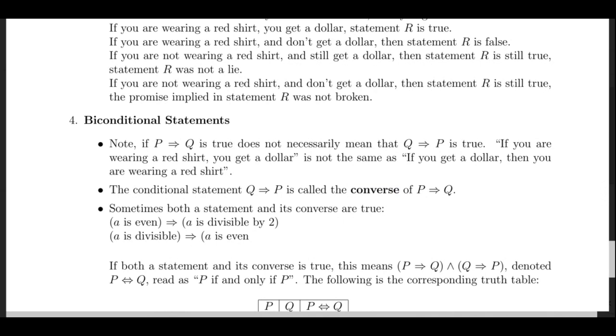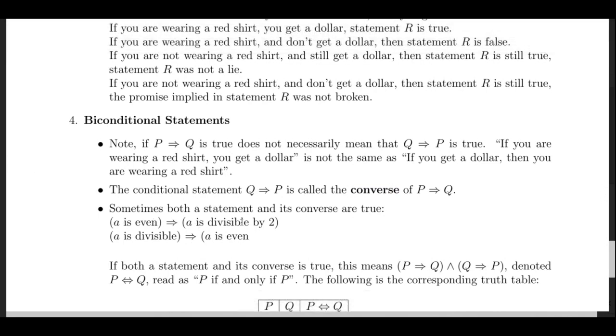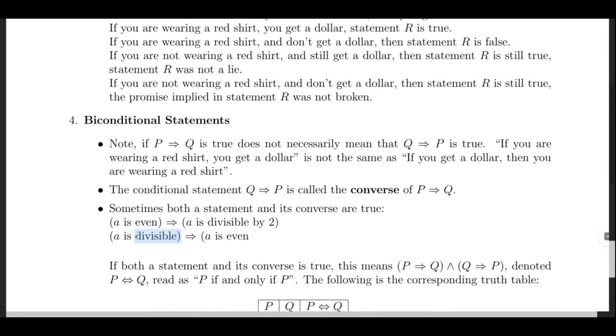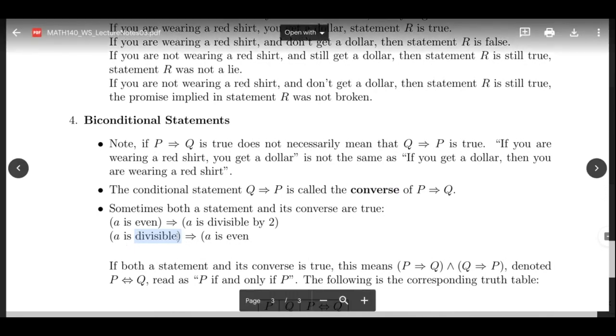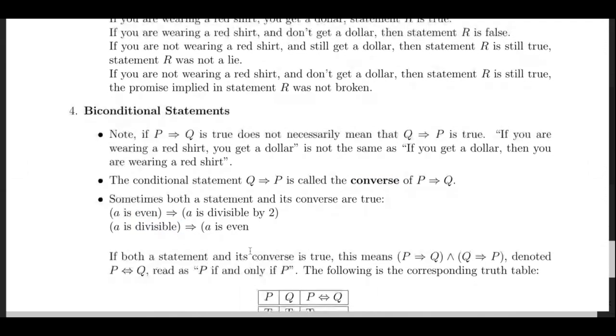Sometimes both a statement and its converse are true. Let's see this one. A is even implies A is divisible by 2, right? The two statements are basically the same, because even means the number can be divided by 2. Sorry, this is a typo, it's missing by 2. A is divisible by 2 implies A is even. Right? Anyone has any questions?